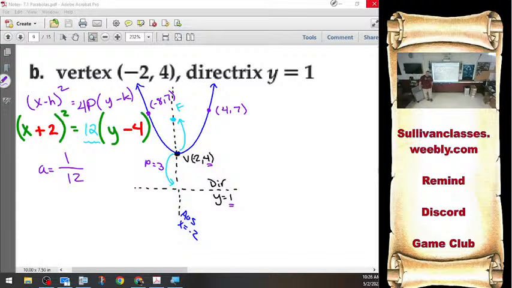What's up? Do you want us to write F then? Oh, yeah, your focus. Go 3 in that direction, too. So 3 north of this guy is at negative 2, 7. And now we have double parentheses because why not?